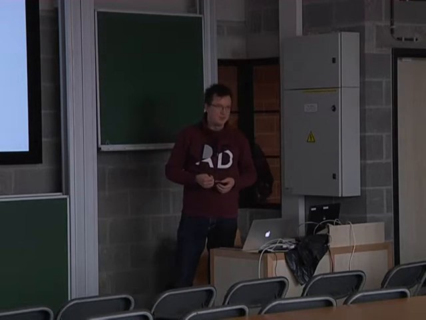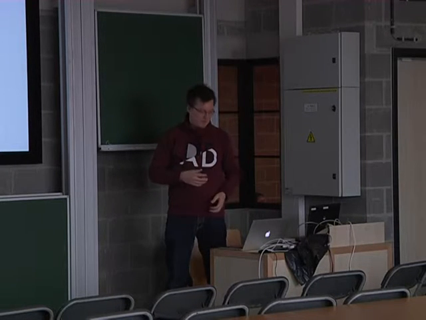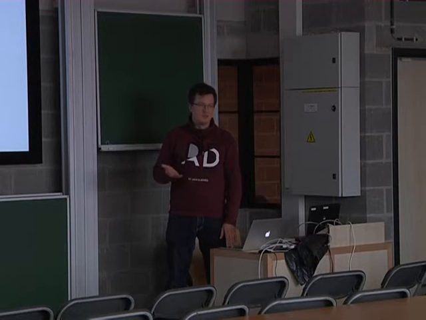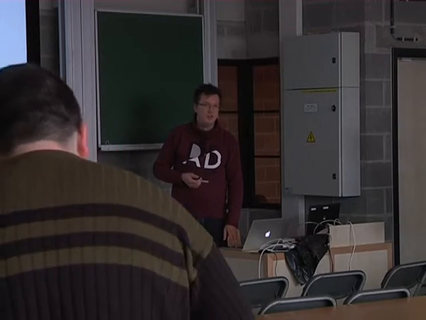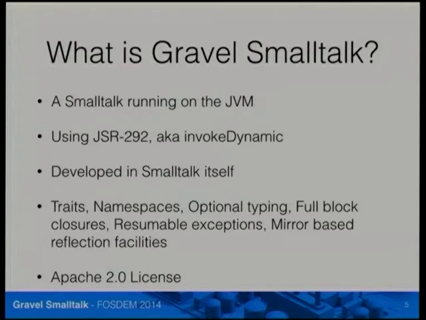So what is Gravel Smalltalk? Gravel Smalltalk is a Smalltalk that is running on the JVM. We implemented it using the now infamous invokedynamic instruction that is new in Java 1.7. It was introduced by JSR 292. And we tried to develop Gravel Smalltalk itself, the whole compiler infrastructure, in Smalltalk. And we have lots of features like traits, namespaces, optional typing, closures that are working correctly, and resumable exceptions. And we open sourced the project under an Apache 2.0 license, which we may change, because some people are saying that the MIT license is better, but I disagree.